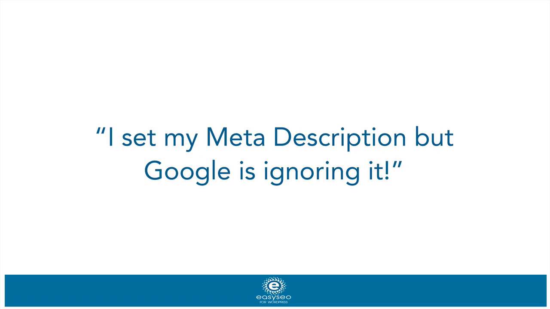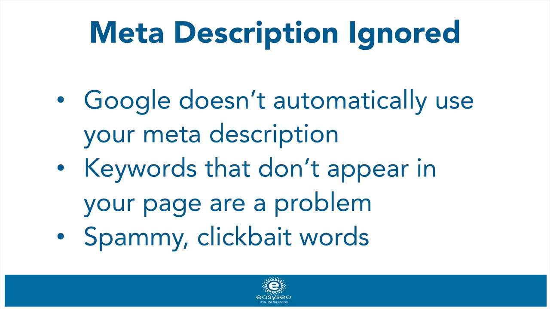But I set my site meta description on my page, and Google's ignoring it. I have had this happen to me. It happens to everybody at some time. Google doesn't automatically use your meta description. They will sometimes discount your meta description because there are keywords in there that aren't actually on your page, or you're using some spammy clickbait words like free and super discount and those kinds of things.